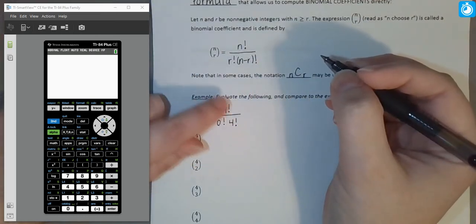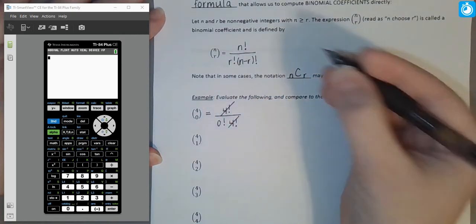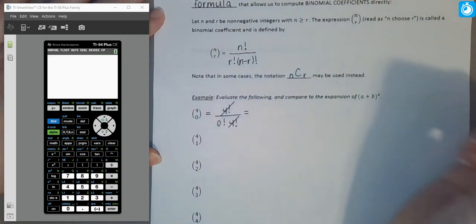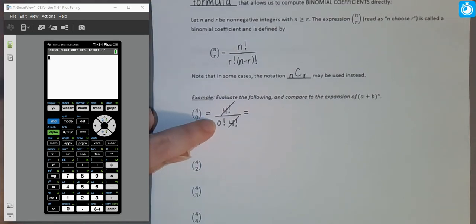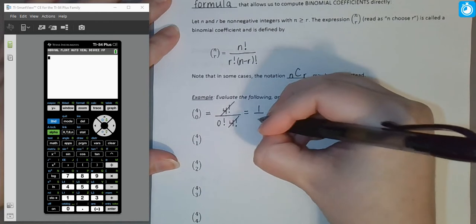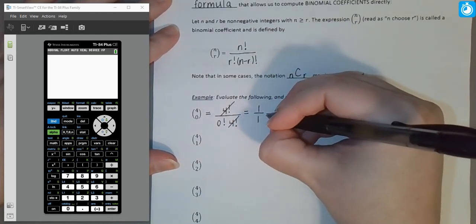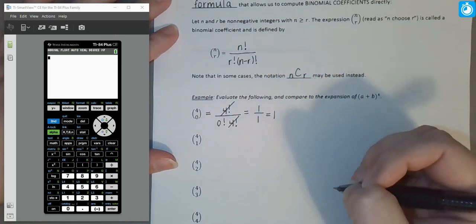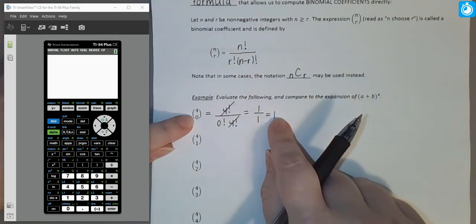Well, immediately we see a common factor in the numerator and denominator, so that eliminates. Now, initially it looks like maybe we're dividing by 0, which of course would be a problem. But if you remember, when we defined factorial, 0 factorial was defined as being 1 for this very reason. So in our numerator we have a 1, and then 0 factorial in the denominator also evaluates to 1. So we have a value of 1. So 4 choose 0 is 1.